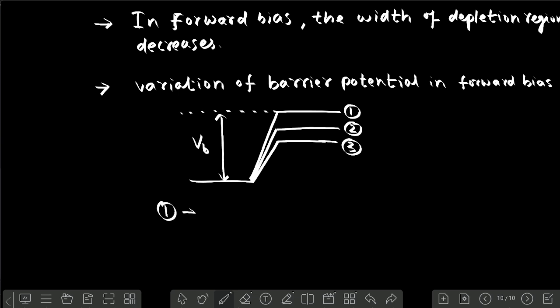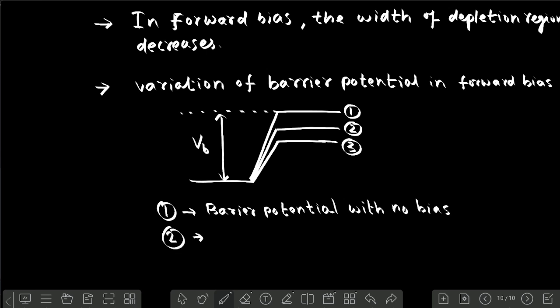This 1 is barrier potential with no bias. All of you listen, with what? With no bias. No biasing condition.